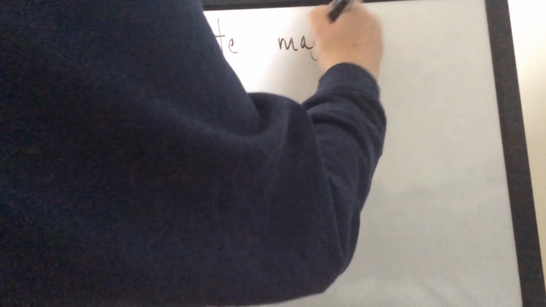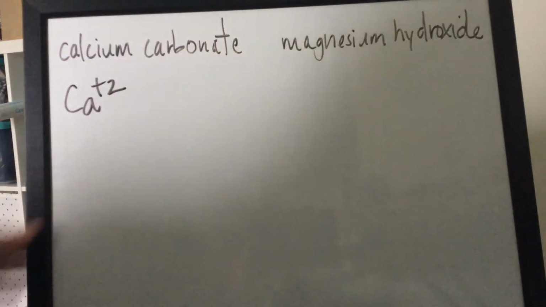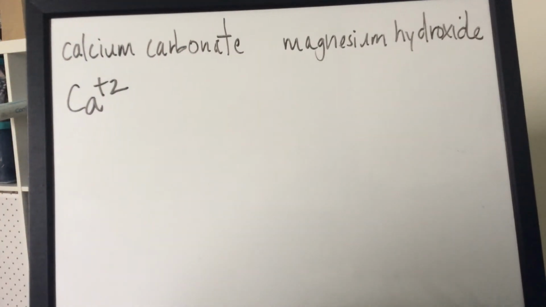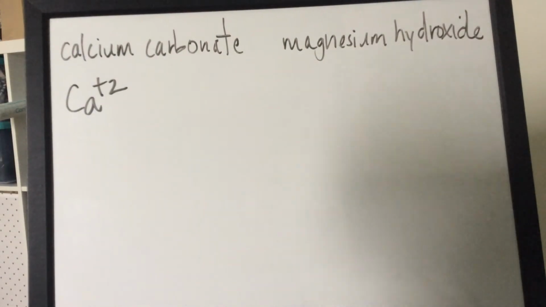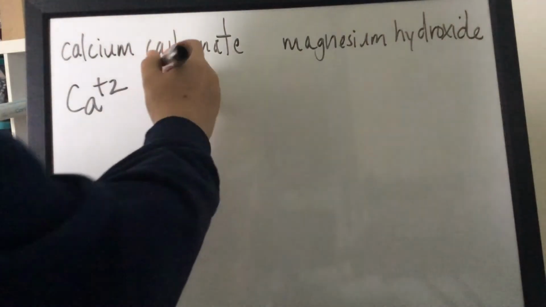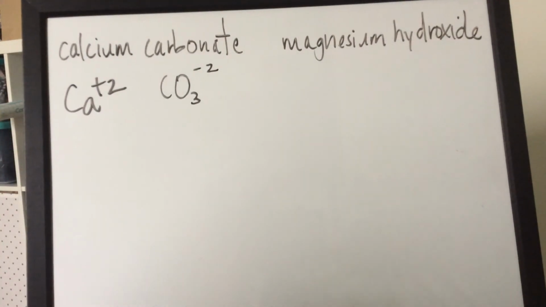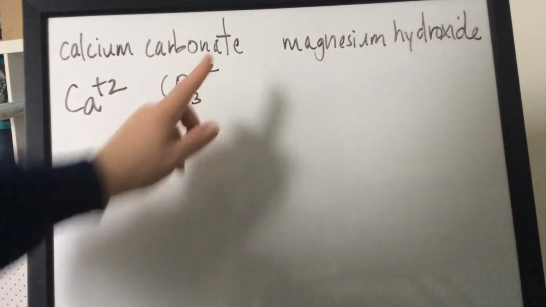And then it says 2 examples: calcium carbonate and magnesium hydroxide. Okay, so same rules apply. So calcium's charge is +2. Now carbonate is a polyatomic. Carbonate is a polyatomic ion, and we look him up. There he is. Carbonate is CO3 with a charge of -2. Okay, same rules apply. We look at +2 and -2, they add to 0.